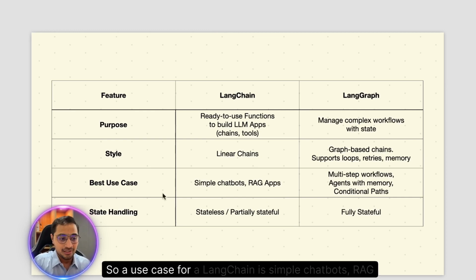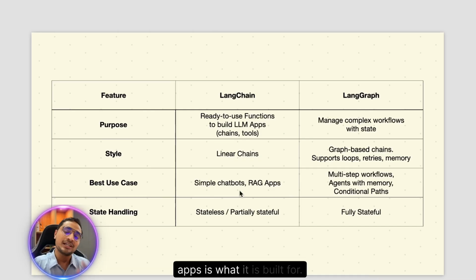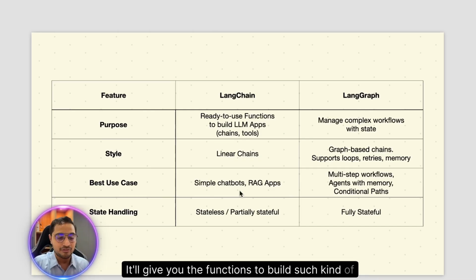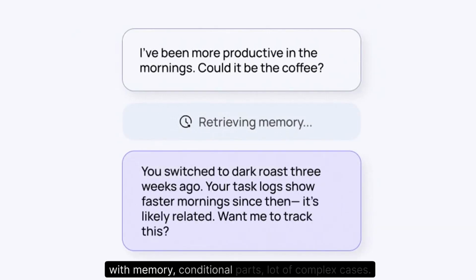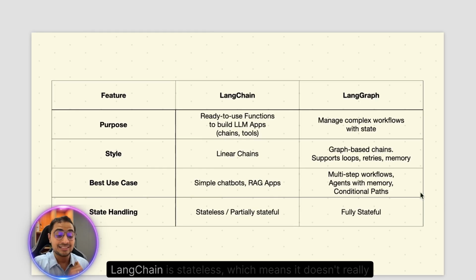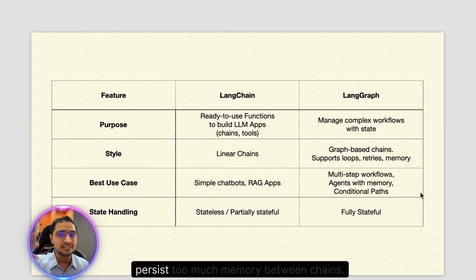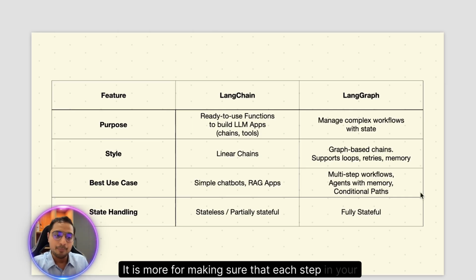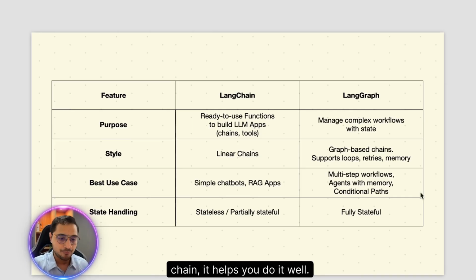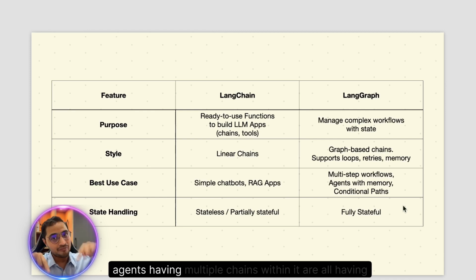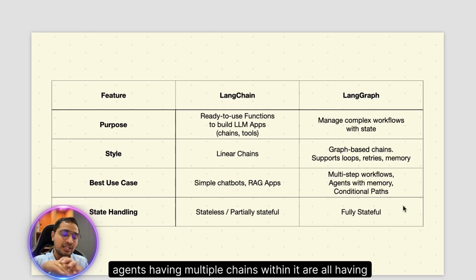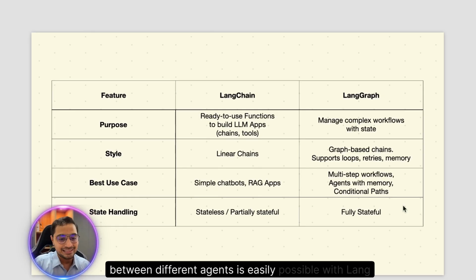A use case for LangChain is simple chatbots and RAG apps, which is what it is built for. It will give you the functions to build such kinds of applications easily. LangGraph is built for multi-step workflows, agents with memory, conditional paths, a lot of complex cases. Right? LangChain is stateless, which means it doesn't really persist too much memory between chains. It is more for making sure that each step in your chain, it helps you do it well. But LangGraph is fully stateful because all the agents, having multiple chains within them, share a single layer of state and memory. Transition of data between different agents is easily possible with LangGraph.